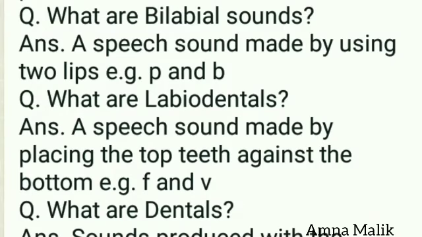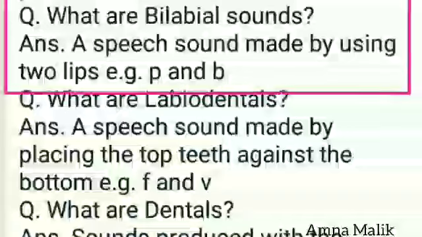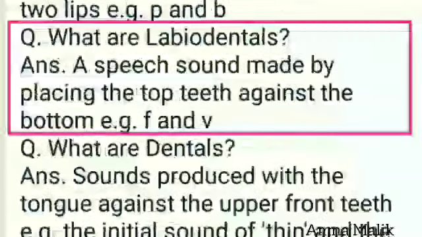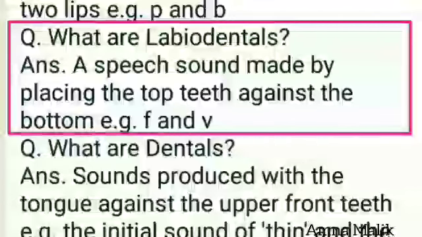Question. What are bilabial sounds? Answer. A speech sound made by using two lips. For example, P and B. Question. What are labiodentals? Answer. A speech sound made by placing the top teeth against the bottom lip. For example, F and V.